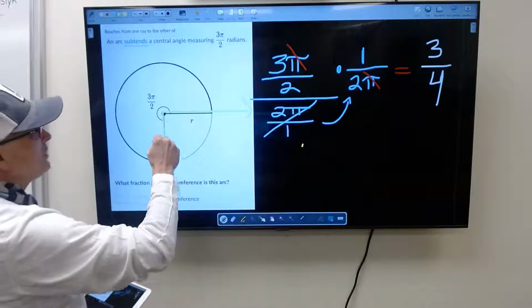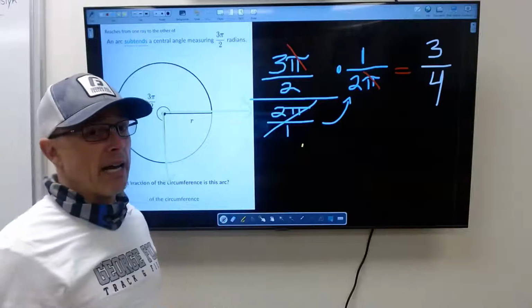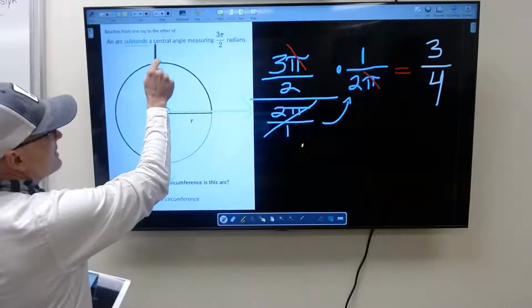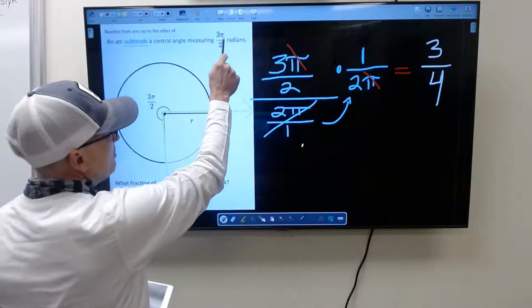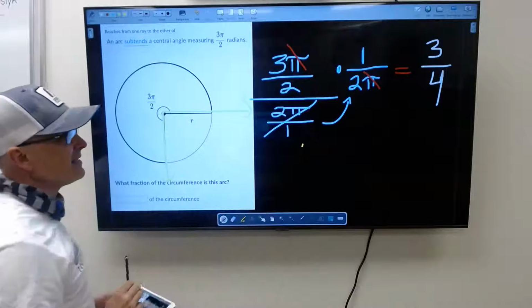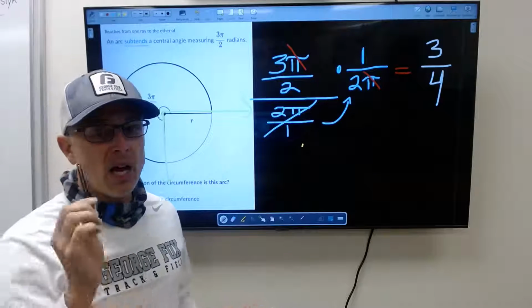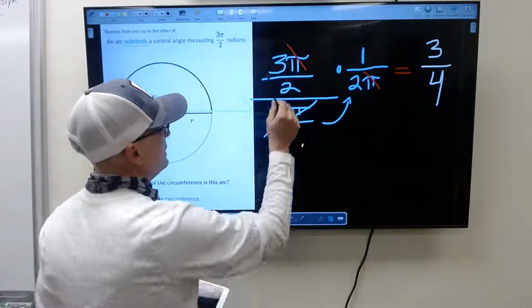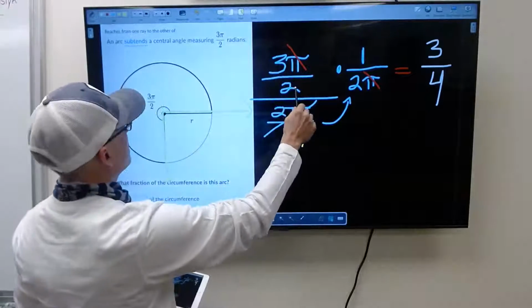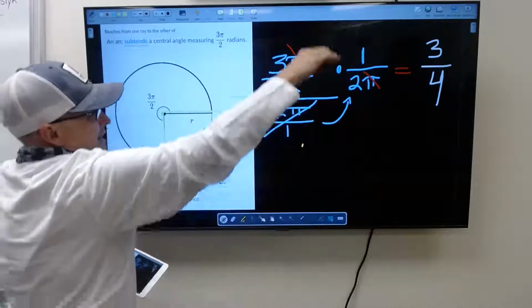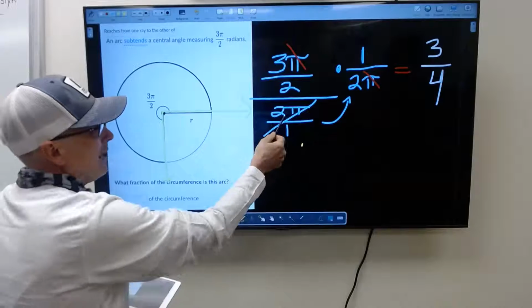The big angle, the major arc. Many times you'll actually see it. Okay, a major arc with a central angle measuring 3 pi over 2 radians. What fraction of the circumference is this arc? Okay, of. What fraction of? That's one thing we need to remember. Now, this is the fraction that they gave us. Okay, this is the of what? The entire circle, 2 pi.